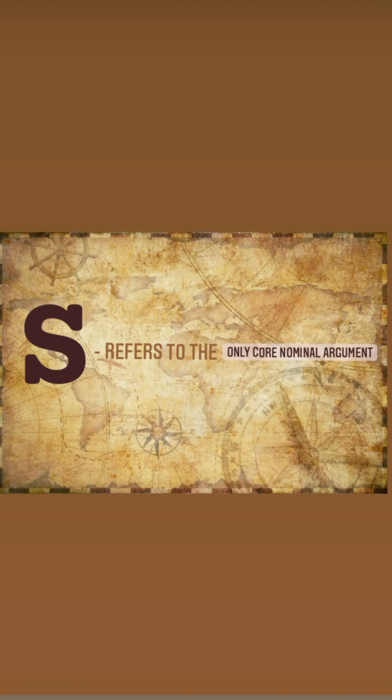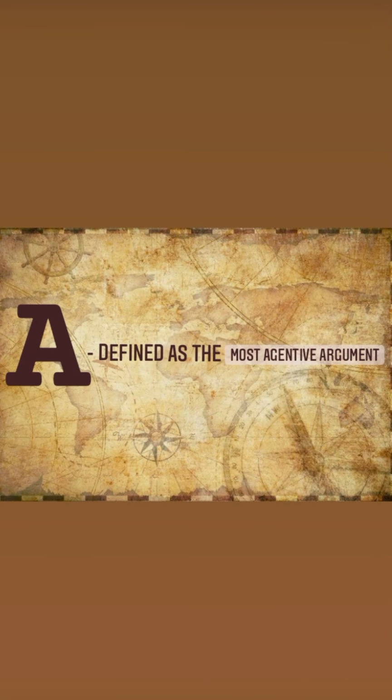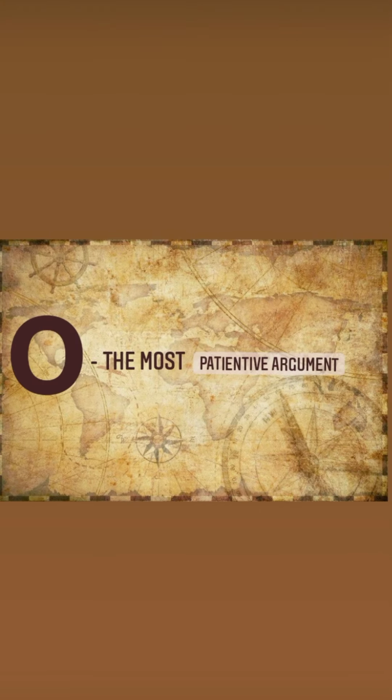So here is the S. It means a clause with only one argument, also called the intransitive clause. The letter A is a clause with more than one argument, which refers to a transitive clause, while the O is the entity that is most affected by the action.